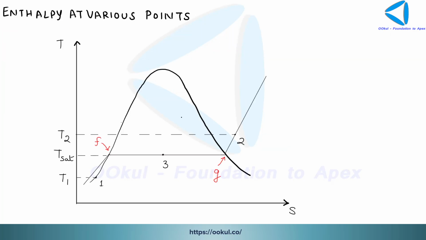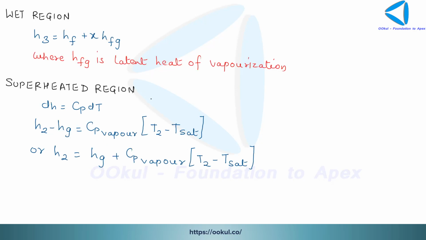Please remember this. Now we see the enthalpies at various points. We have different points 1, 2 and 3. Beginning with 3, it lies in the wet region. So for the wet region we have H3 equal to Hf plus x Hfg. We have seen how this expression is derived. It is similar to the case of specific volume, where Hfg is the latent heat of vaporization. So please remember, within the wet region, always calculate the enthalpy like this: H3 equal to Hf plus x times Hfg, where x is the dryness fraction at 3.